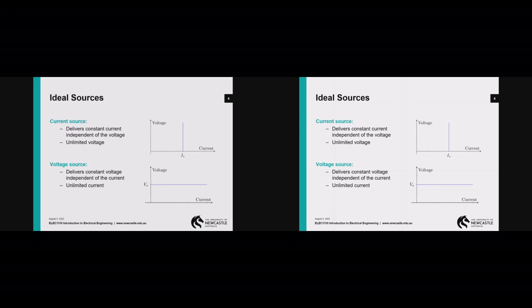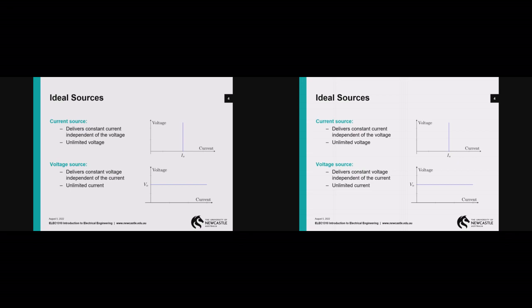Then what I want to talk about now is real voltage and current sources and how we might transform from a voltage source to a current source. So at the moment, all you've seen are voltage and current sources and resistors, and the voltage and current sources that you've seen are ideal. So if I look at the current source, it delivers a constant current, and it will do that regardless of the voltage across it.